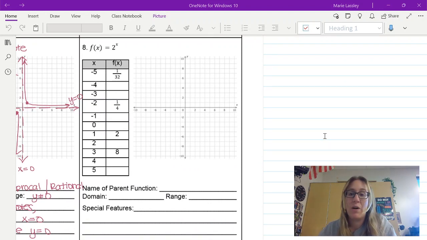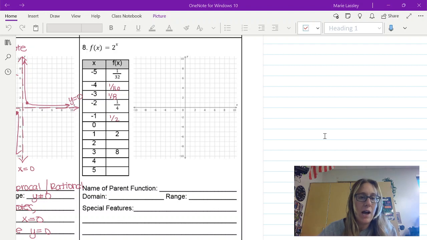All right, last but not least, you have 2 to the power of x. So x is now our exponent. So 2 to the power of -4 is going to be 1 over 16. All right, 2 to the power of -3 is 1 over 8. All right, 2 to the power of -2, we already got that one, so then this would be 1/2.